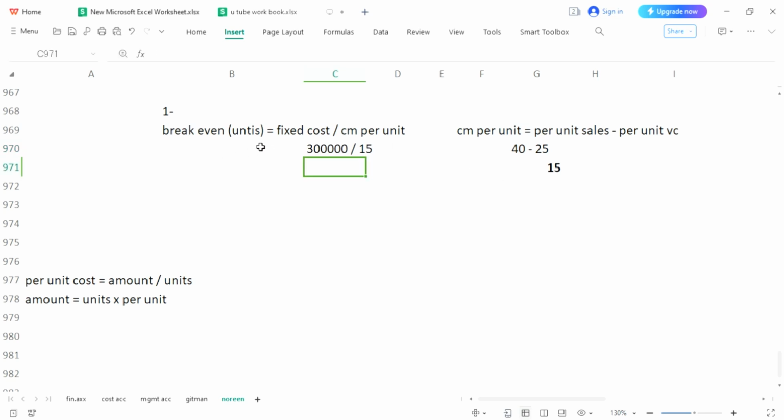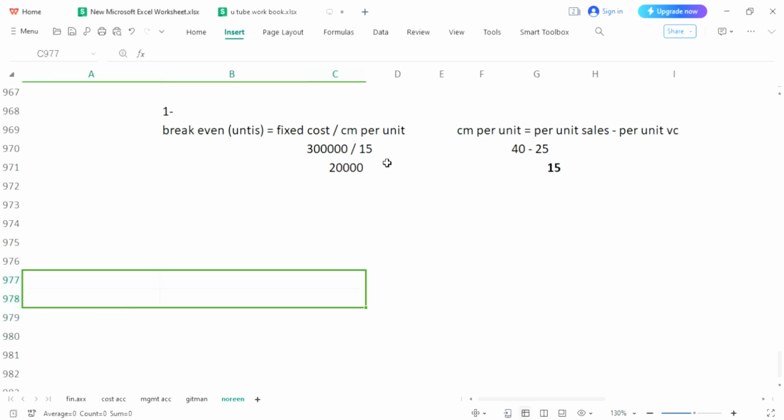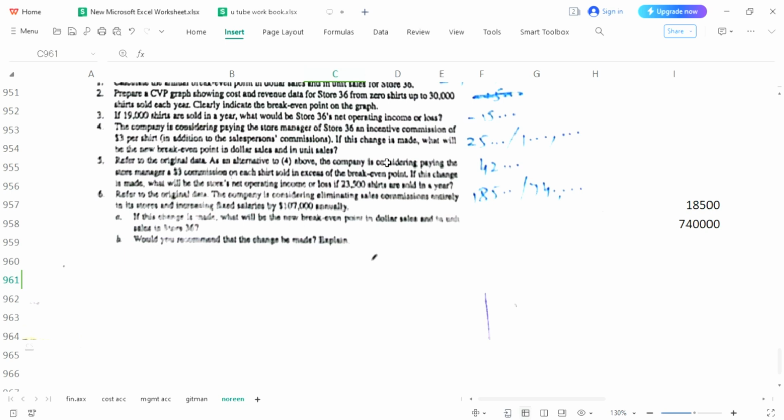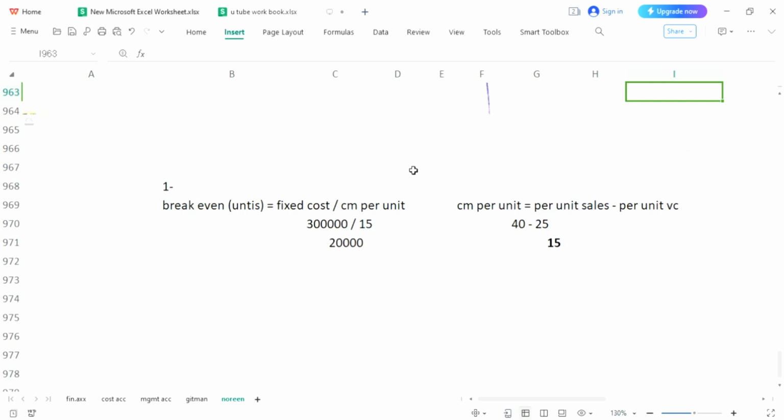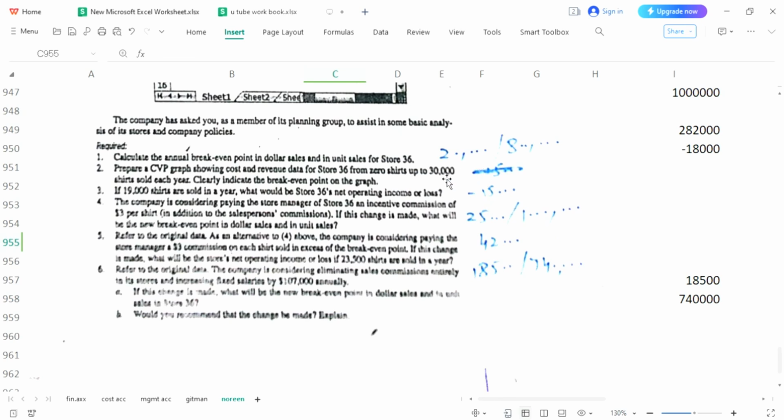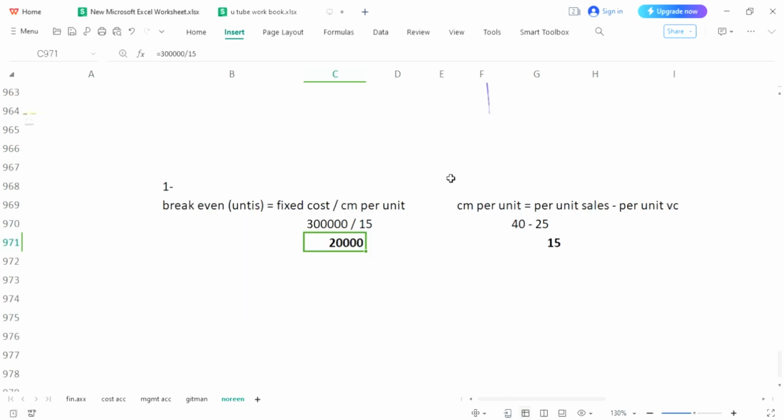Break-even point in terms of units is fixed cost divided by CM per unit. We can now calculate: 3 lakh divided by 15 is 20,000, our first answer. Let's see our statement over here. The first break-even point we have calculated in terms of units is 20,000, and in our answer you can check, it is 20,000. So the first part is completed.